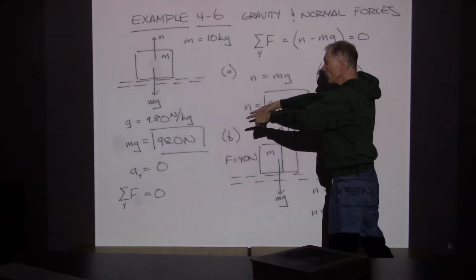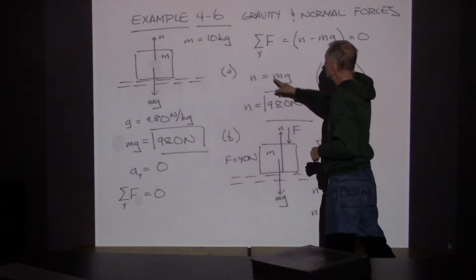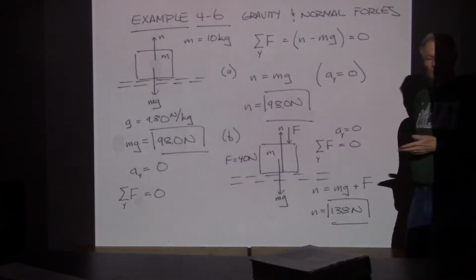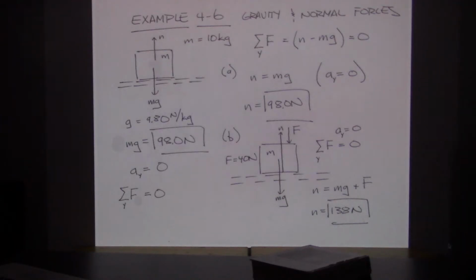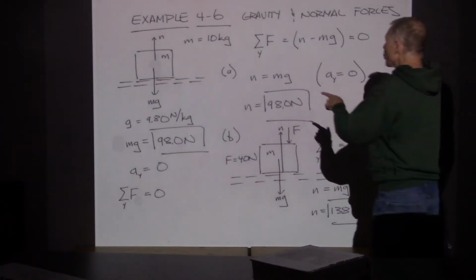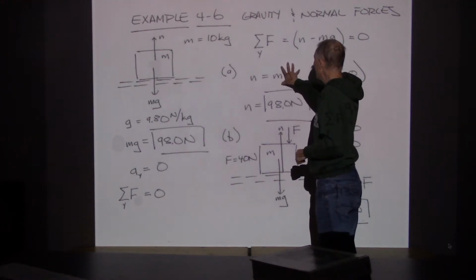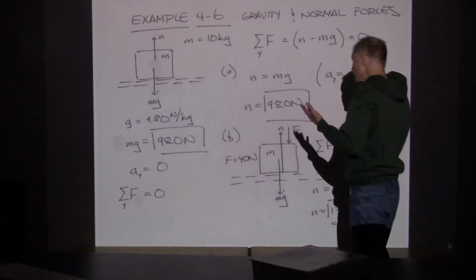Since we know how large the gravitational force is, the normal force in this circumstance needs to match the gravitational force. So the normal force also must be 98 newtons and needs to be equal to mg in the first example. So that's just the first example.